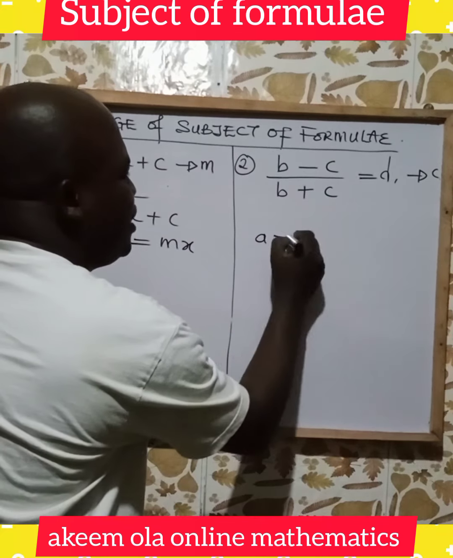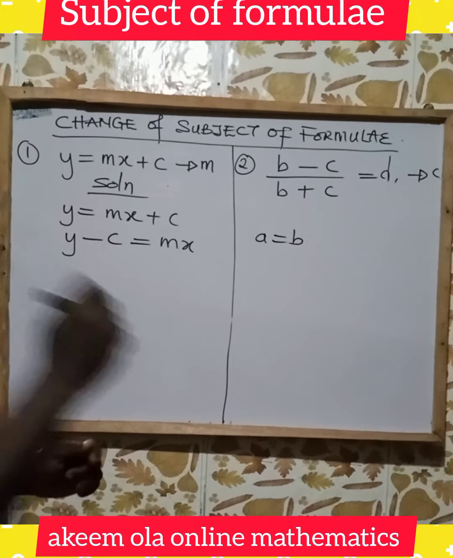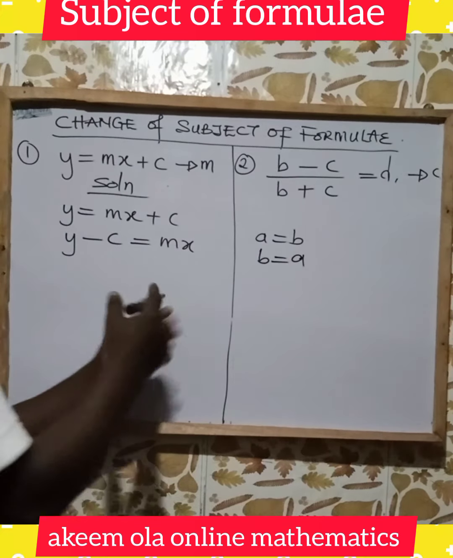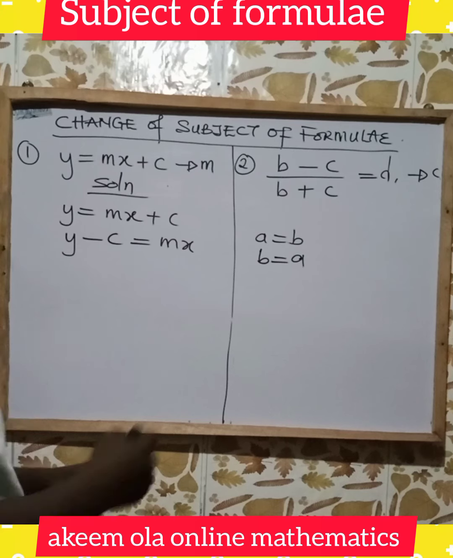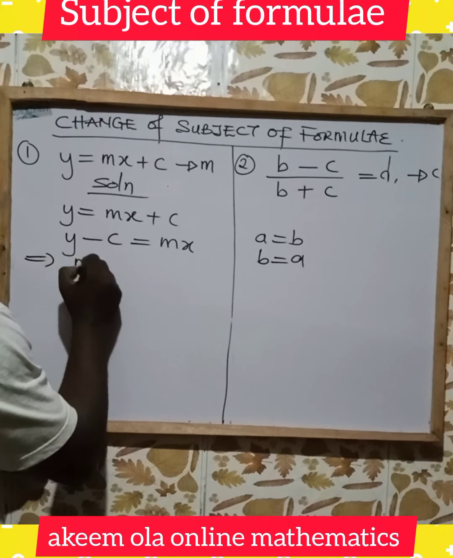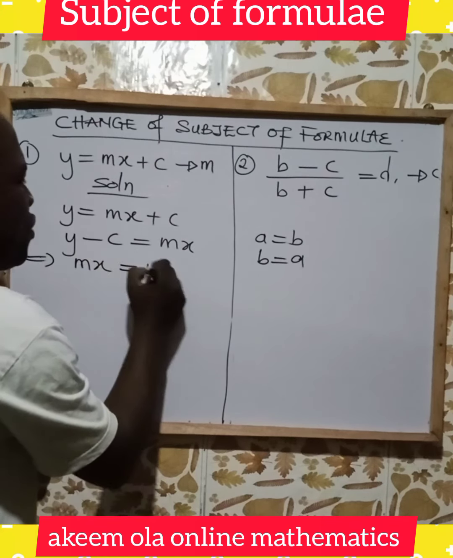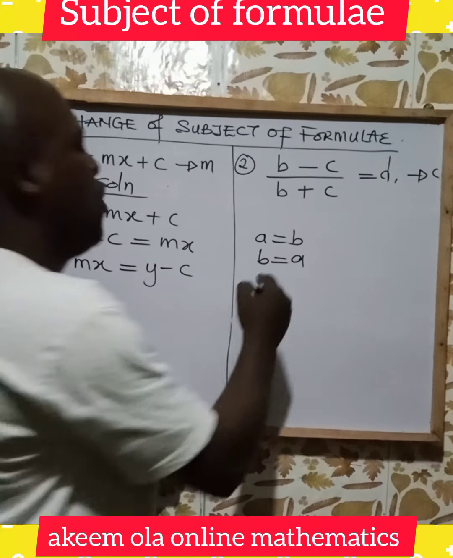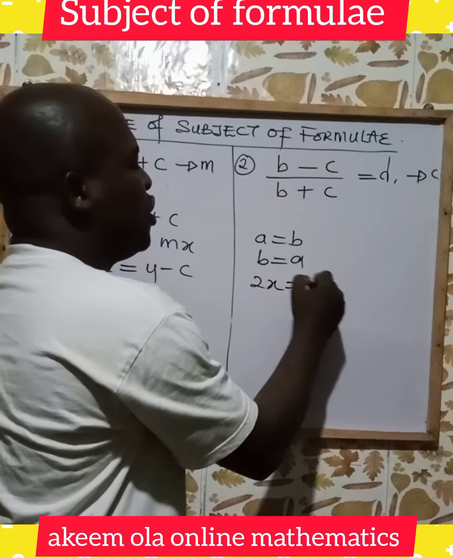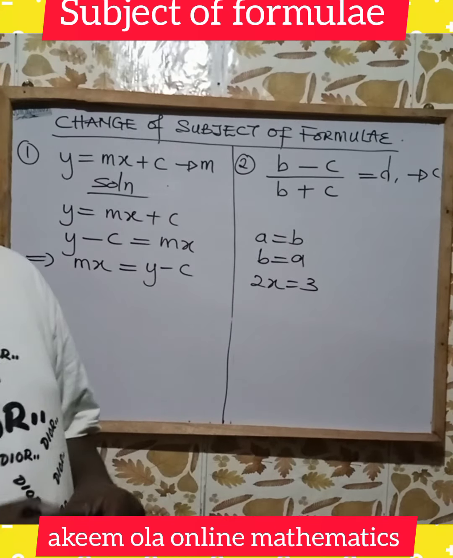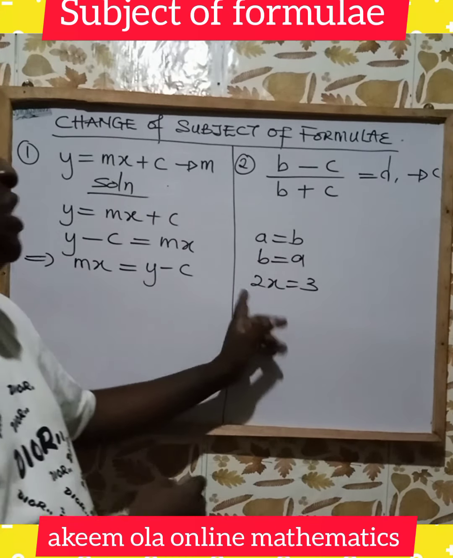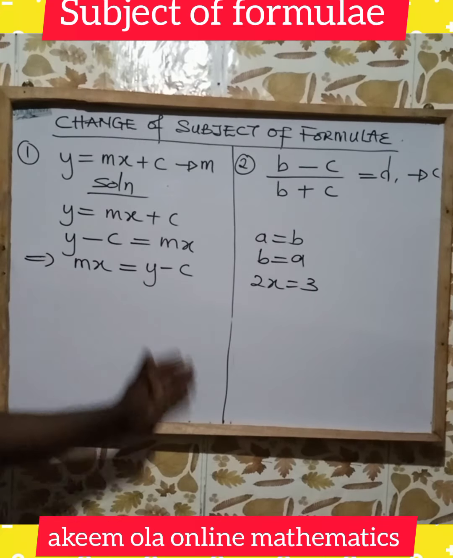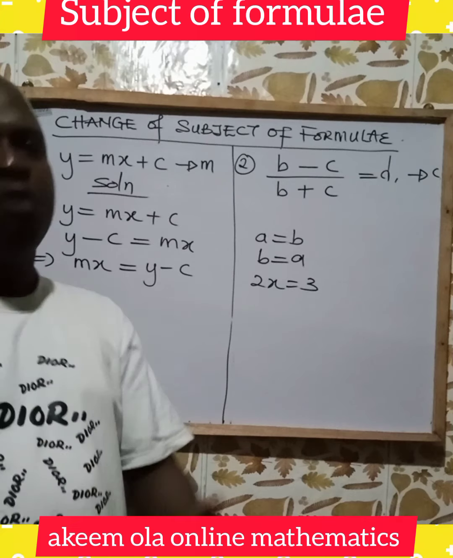If A is equal to B, then B must be equal to A. So that means I can change this equation to mx is now equal to y minus c. You can imagine a situation whereby you have 2x is equal to 3 and you are told what is x. That means we are going to divide both sides by the coefficient of x. As this equation is now, we are told to make m the subject of formula.